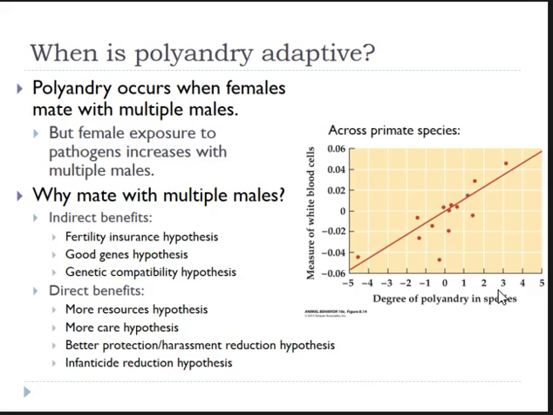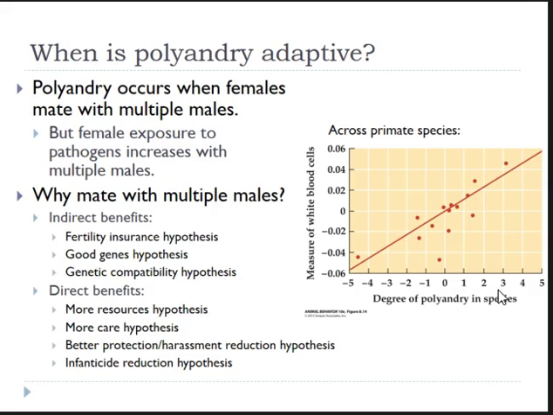So what are the benefits? Kind of like we talked about last time, there are likely to be different kinds of benefits females get for the kinds of reproductive behavior they engage in. And we again will break it down into either indirect benefits or direct benefits. The indirect benefits would be those related to the genetic benefits that their offspring are gaining. There are three major explanations here: the fertility insurance hypothesis, the good genes explanation, and the genetic compatibility explanation.